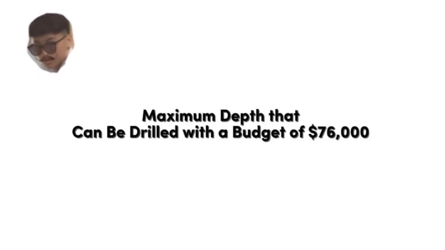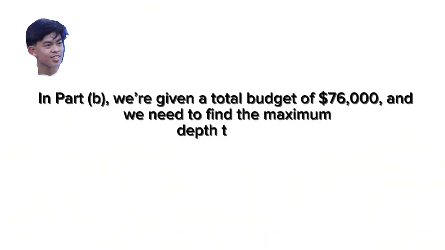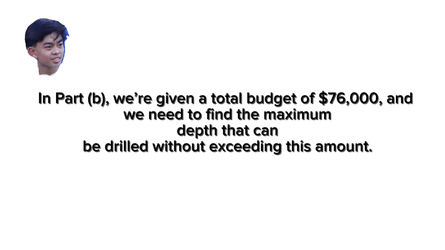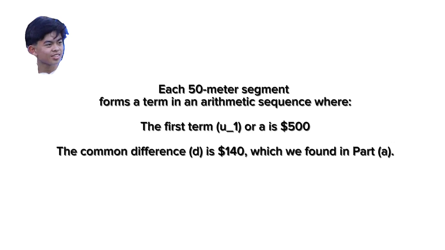Maximum depth that can be drilled with a budget of $76,000. Next one, in Part B: maximum depth that can be drilled with a budget of $76,000. In Part B, we're given a total budget of $76,000 and we need to find the maximum depth that can be drilled without exceeding this amount. Each 50-meter segment forms a term in an arithmetic sequence where the first term, U1, is $500. The common difference, D, is 140, which we found in Part A.